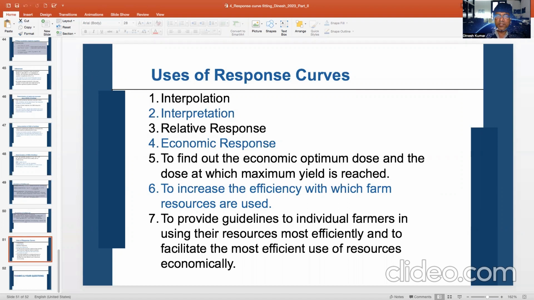Several interpretations can be made. The relative response to different sources of nutrient can be seen. Different doses, you can see the relative response. Economic response, just now you have seen. To find out the economic optimum dose, to increase the efficiency with which farm resources are used, to provide guideline to the individual. So there are many uses, and many uses I will discuss in the next lecture. What are the uses of response curves? There are a number of uses of response curves. And that ends your lecture.